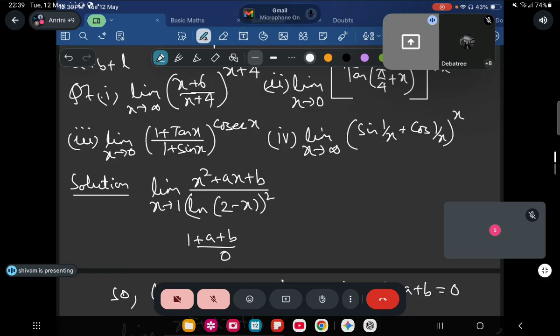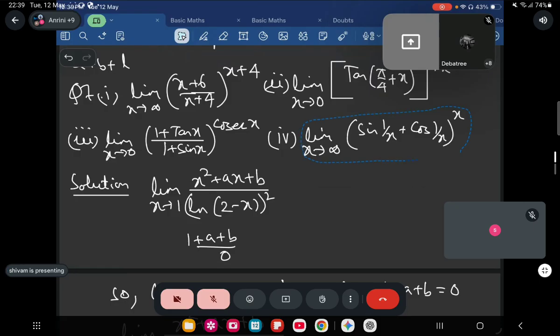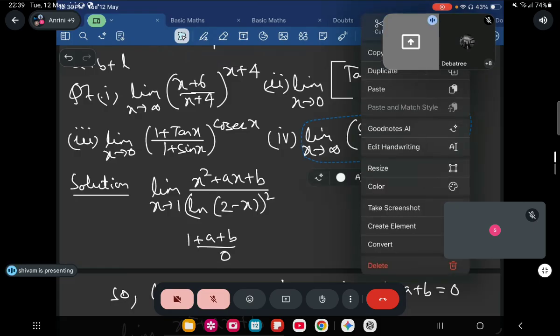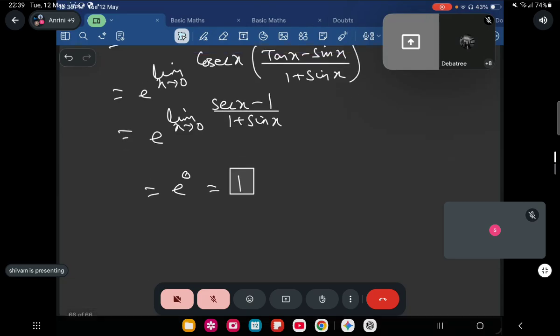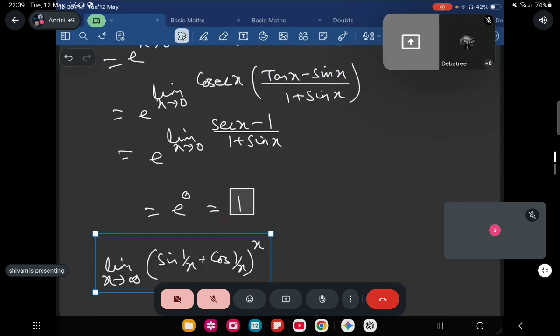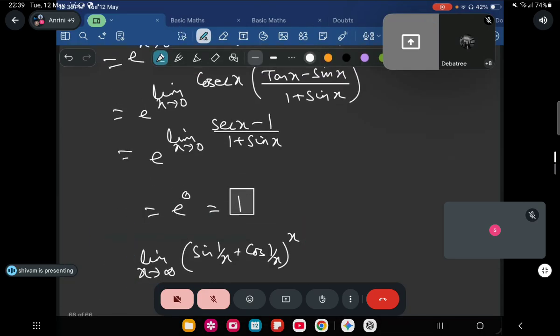Yes, last one, has anyone solved it? Okay, pay attention, everyone. Limit x tends to infinity, (sine 1 by x plus cos 1 by x) whole to the power x. This is part 3.